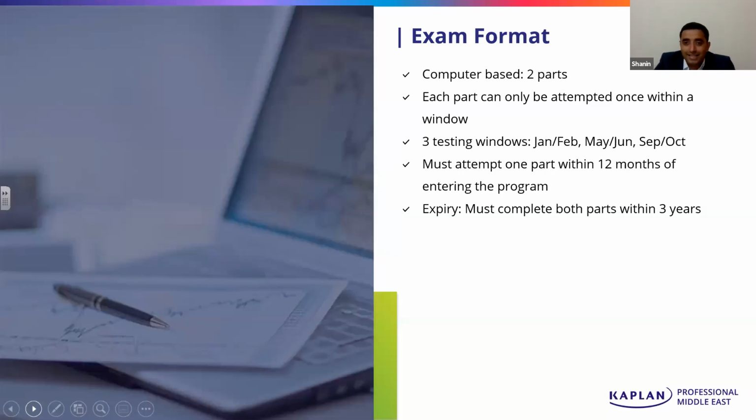Now, talking about the exam format. The CMA exam has 2 parts, part 1 and part 2. You can take them in any order, but each part can be attempted only once within a window. You remember there are 3 windows: the January-February window, the May-June window, and the September-October window. So in one particular window, one particular part can be attempted only once. So in the January-February window, let's say you attempted part 1 and then felt that you have not performed well, then the next time you can attempt is in the May-June window. Now, you must attempt one part within 12 months from entering the program.